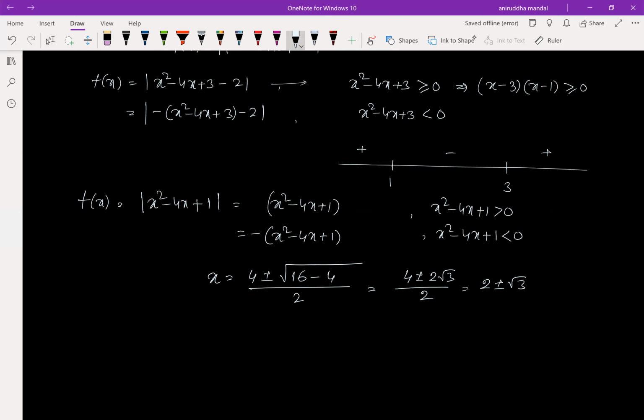So we'll get the same expression here also for the second equation, which is less than 0. So let's write this equation. So 2 plus root 3, and this is 2 minus root 3. So 2 plus root 3 means approximately 3.73. Okay, so which means this is 3, and 2 minus root 3 means it is less than 1. So less than 1 means it is there.